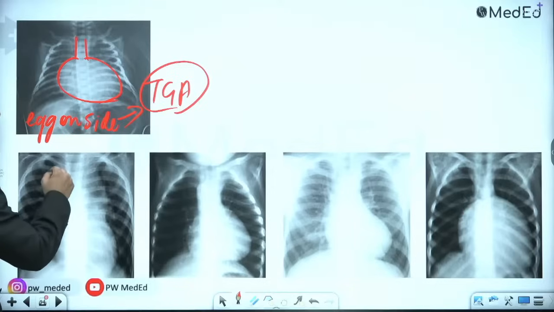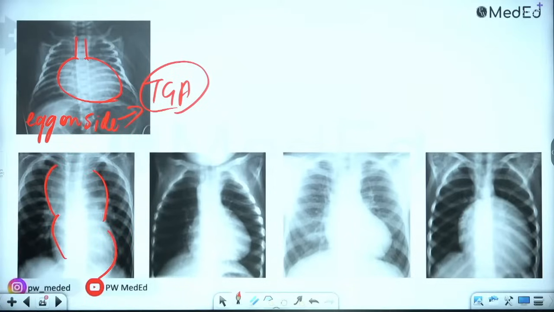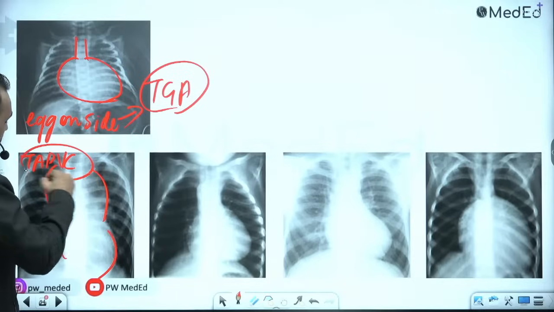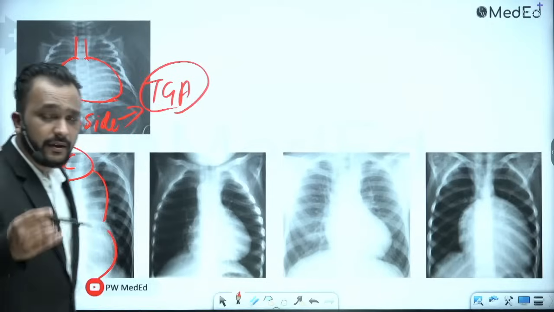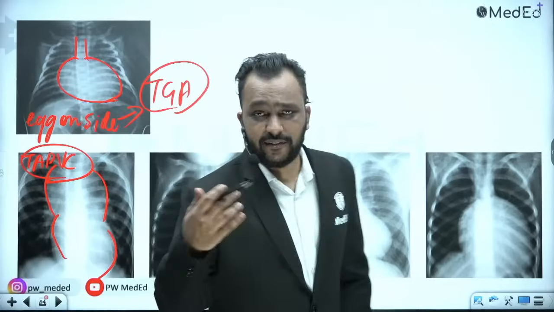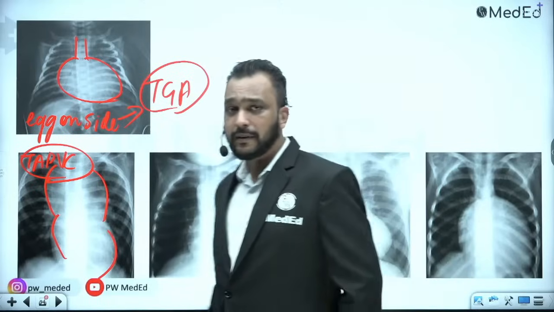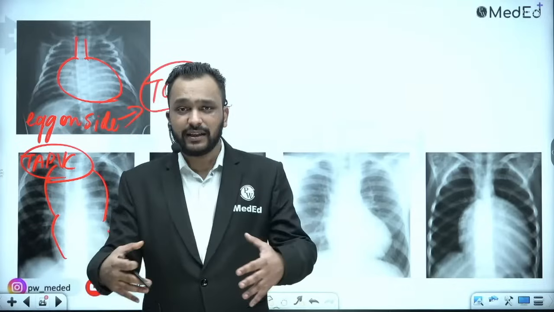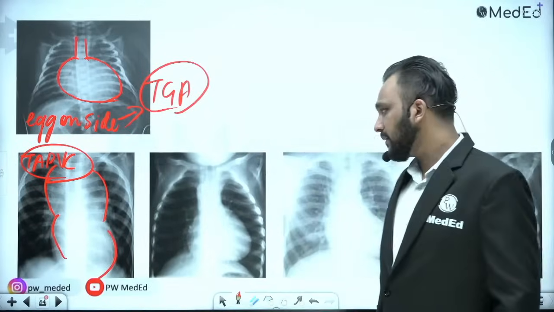Then you have this snowman appearance. In snowman appearance, it will be seen in total anomalous pulmonary venous connection. Right? It can be of various types: supracardiac, cardiac, infracardiac, and mixed variety. Supracardiac is the most common, and in cardiac type, all the pulmonary veins are draining into either the right atrium or the coronary sinus.